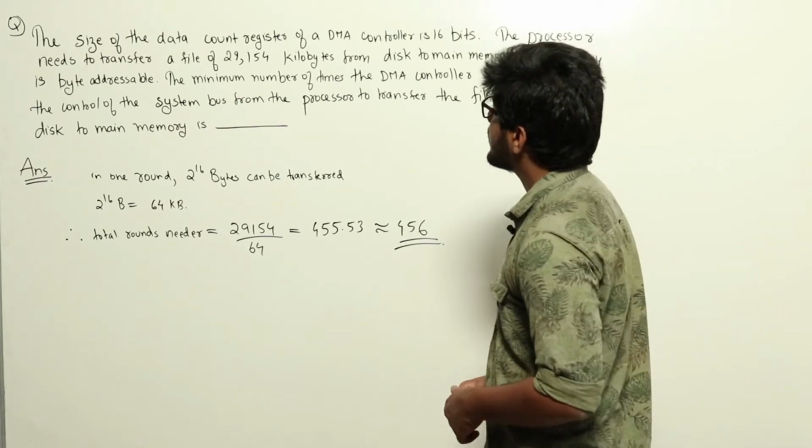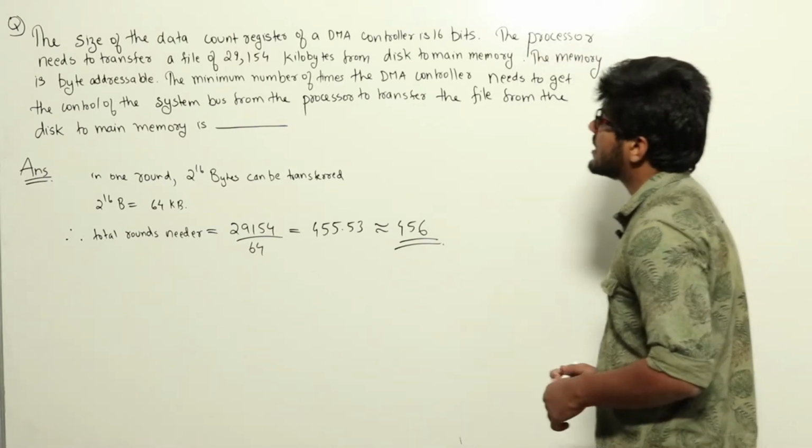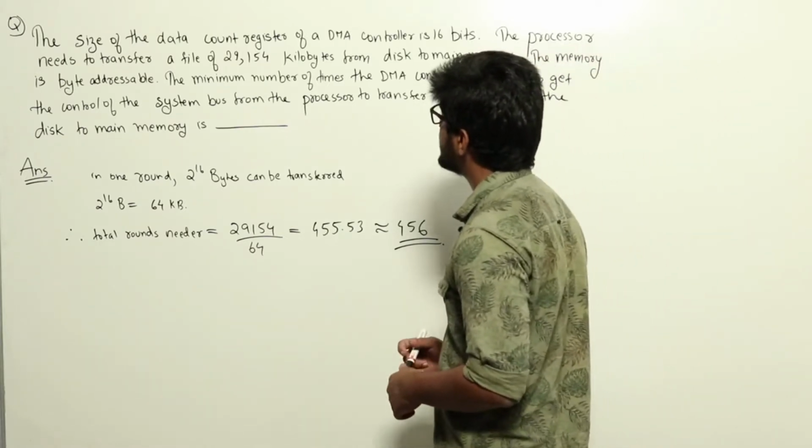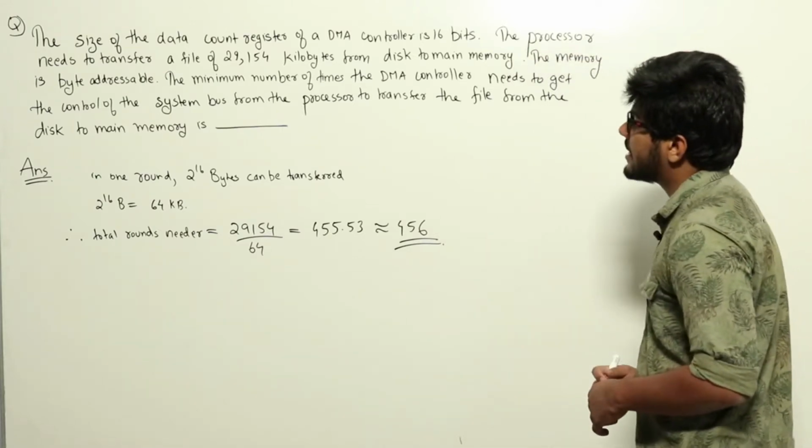The size of the data count register of a DMA controller is 16 bits. The processor needs to transfer a file of 29,154 kilobytes from the disk to main memory. The memory is byte addressable.